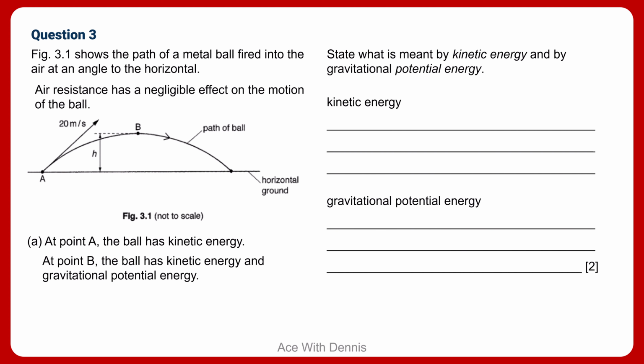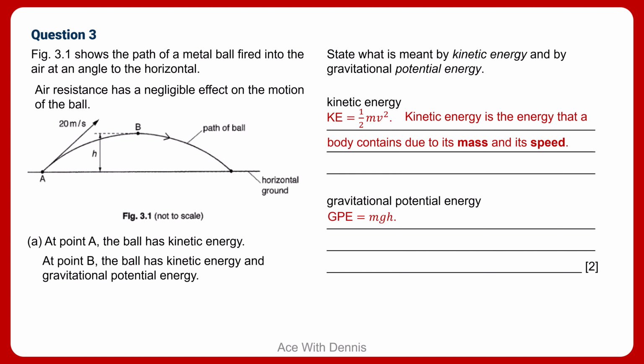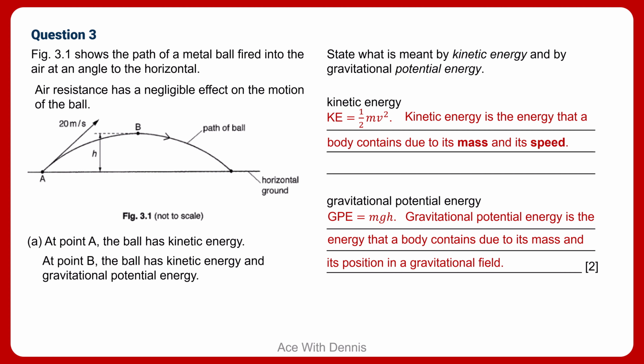Okay, so you have to explain kinetic energy and gravitational potential energy for 2 marks. So just apply the basic concept here. Kinetic energy formula is half mv square. So kinetic energy is the energy that a body contains due to its mass and its speed. For GPE, the formula is mgh, where the definition is gravitational potential energy is the energy that a body contains due to its mass and its position in a gravitational field.